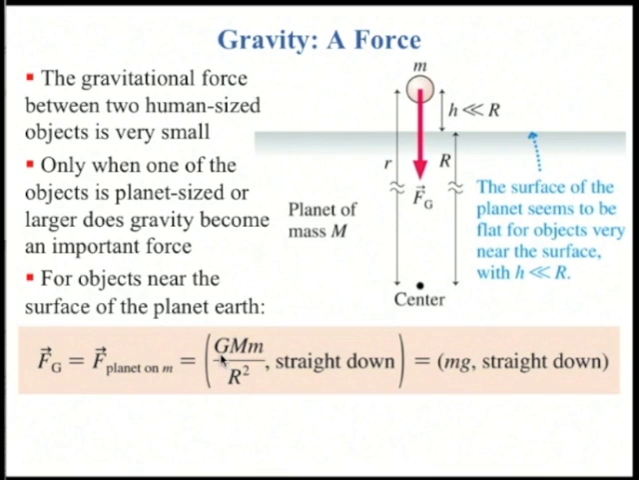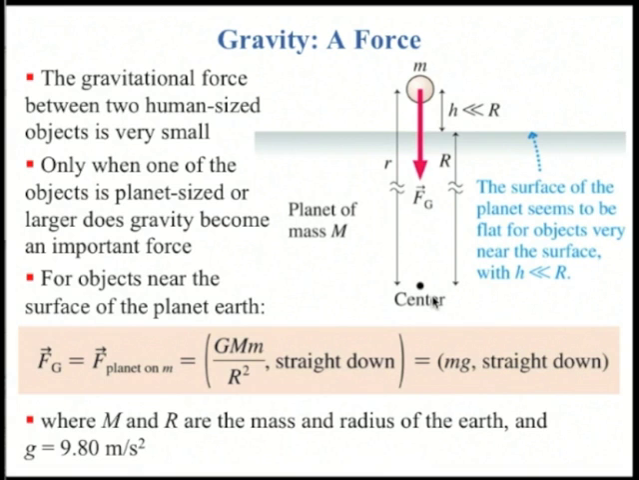It will be equal to G times the mass of the Earth times the mass of the object divided by R squared, where capital R is the radius of the Earth, which is approximately the distance between the center of the little mass, lowercase m, and the center of the Earth. So here it's just G M m over R squared, where M and R are the mass and radius of the Earth.